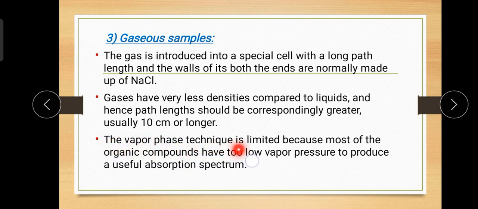The vapor phase technique is limited because most of the organic compounds have low vapor pressure to produce a useful absorption spectrum. That means there is a vapor phase technique, but the limitation is that organic compounds have too low vapor pressure. So we are not able to obtain proper spectra with the help of vapor phase techniques due to this limitation. The absorption spectrum is not good using this technique, so we can avoid it.